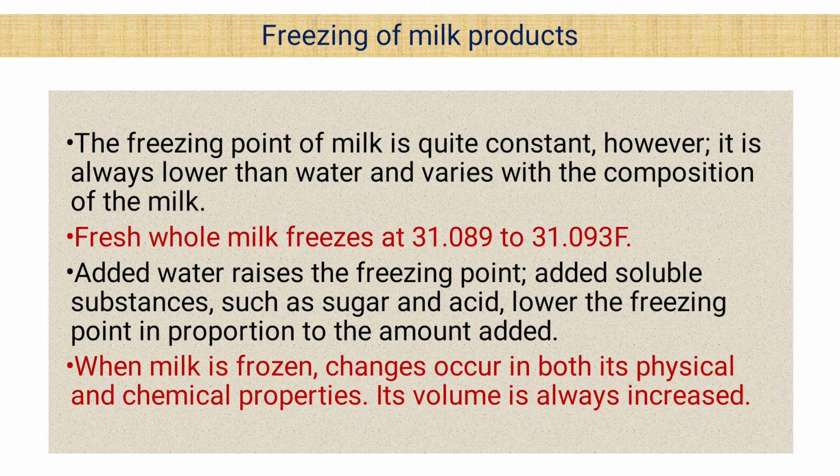Fresh whole milk freezes at 31.089 to 31.093 degrees Fahrenheit. Added water raises the freezing point. Added soluble substances such as sugar or acid lower the freezing point in proportion to the amount added. It means that if you add different acids or soluble content to the milk, ultimately the freezing point of the milk will be lower.